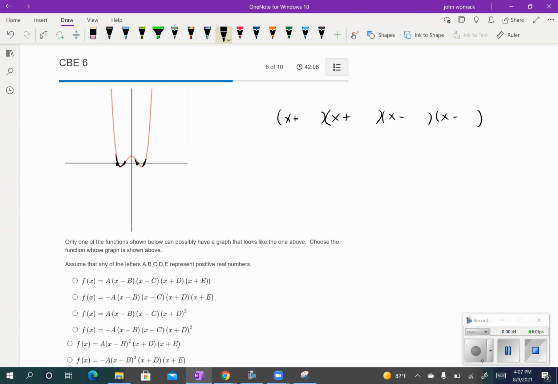So really the only thing I have left is figuring out if a is positive or negative. Well, if the degree is even, both sides go up, right? If I times x times x times x times x, I get x to the 4th, which is an even degree. So if a is positive, both ends go up. If a is negative, then both ends go down. And since both ends are going up, a has to be positive. So it's actually, I think, just this very first option.